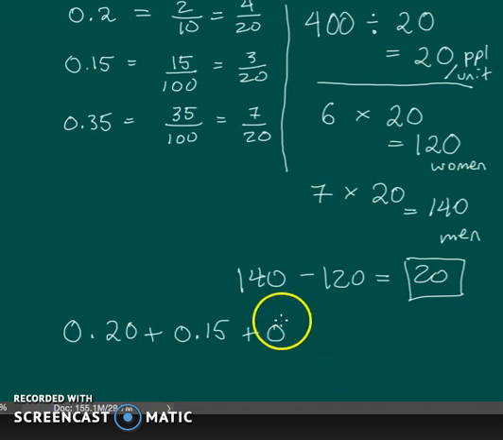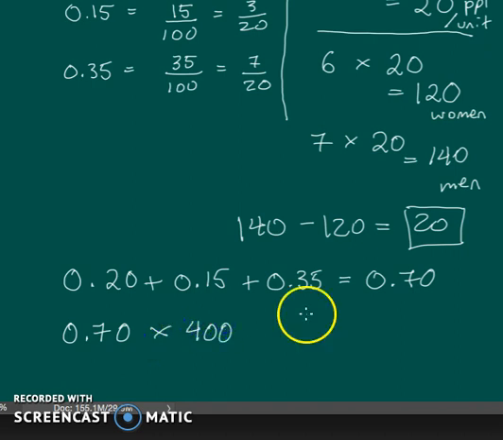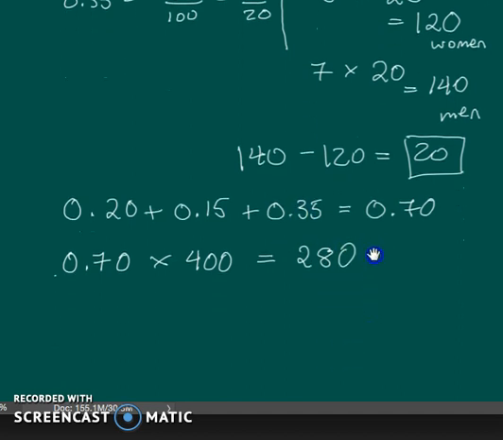Okay, let's get back to things. So here I've got 0.35. So added together, that comes to 0.70. So I could have said 0.70 times 400, which is how many people there were, is equal to 280. So 0.70, that included the girls, boys, and men. So that came out to 280.